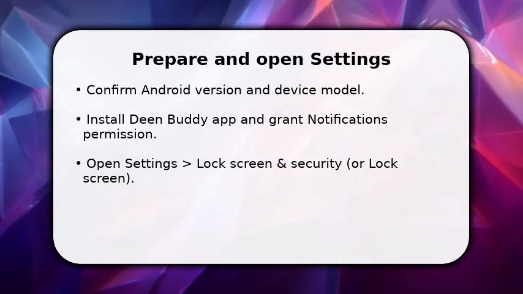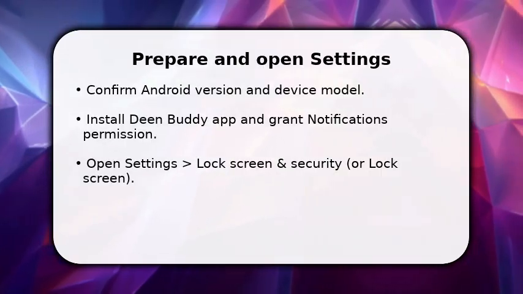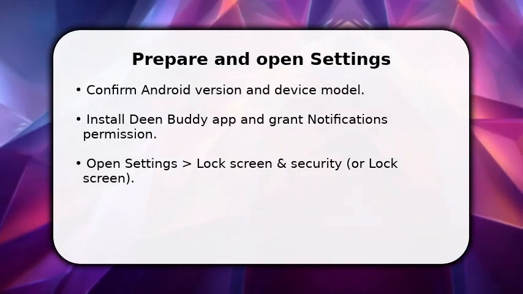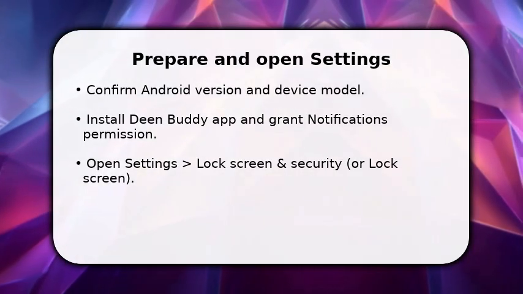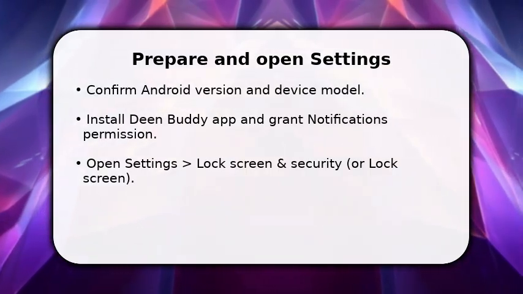Now go directly to Settings, find Lock Screen and Security or Lock Screen depending on your phone, and be ready to add widgets or app shortcuts. You're setting the stage so the lock screen can host Deen Buddy. Move deliberately and keep the device unlocked while you change these options.